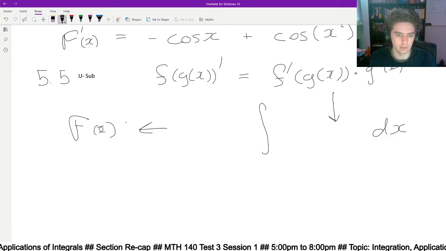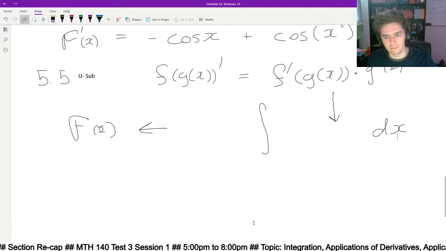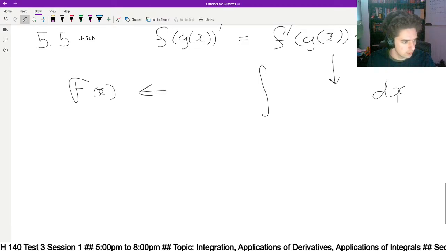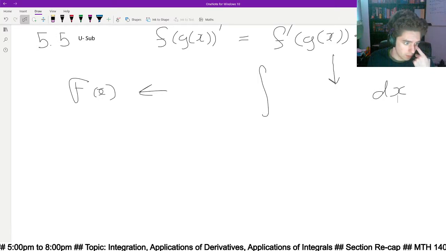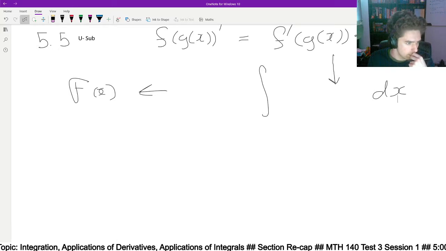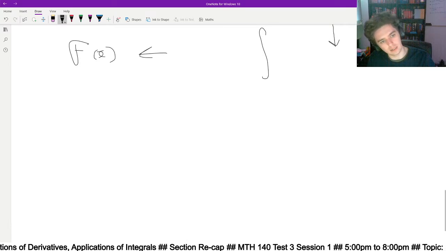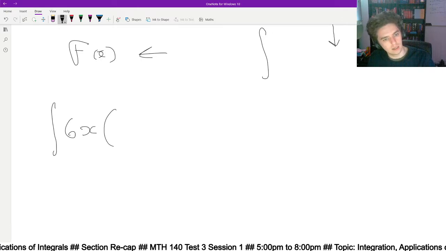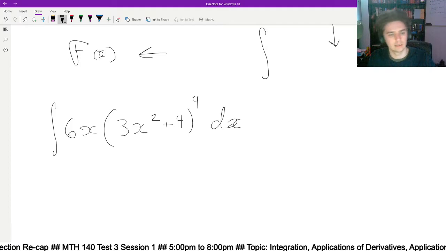That's because when you have a composite function, and you very often have composite functions, right? So let's start with an example. I probably will do a couple examples here, just in case people have trouble. Let's do a simple example first, and then if people want me to do harder ones, I'll do harder ones. So the integral of 6x times (3x squared plus 4) to the power of 4 dx.